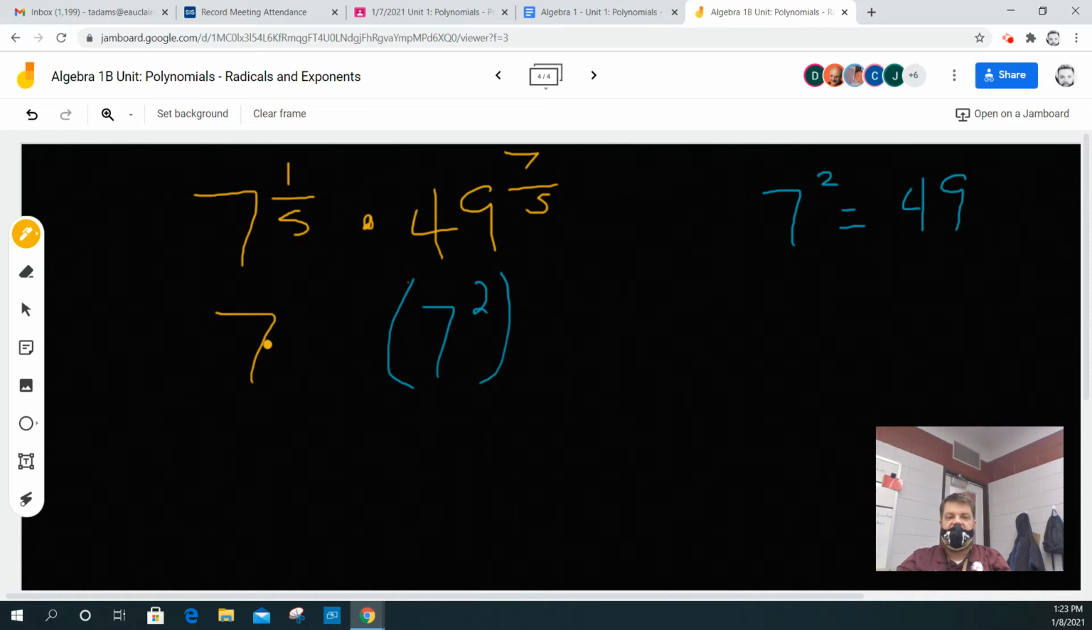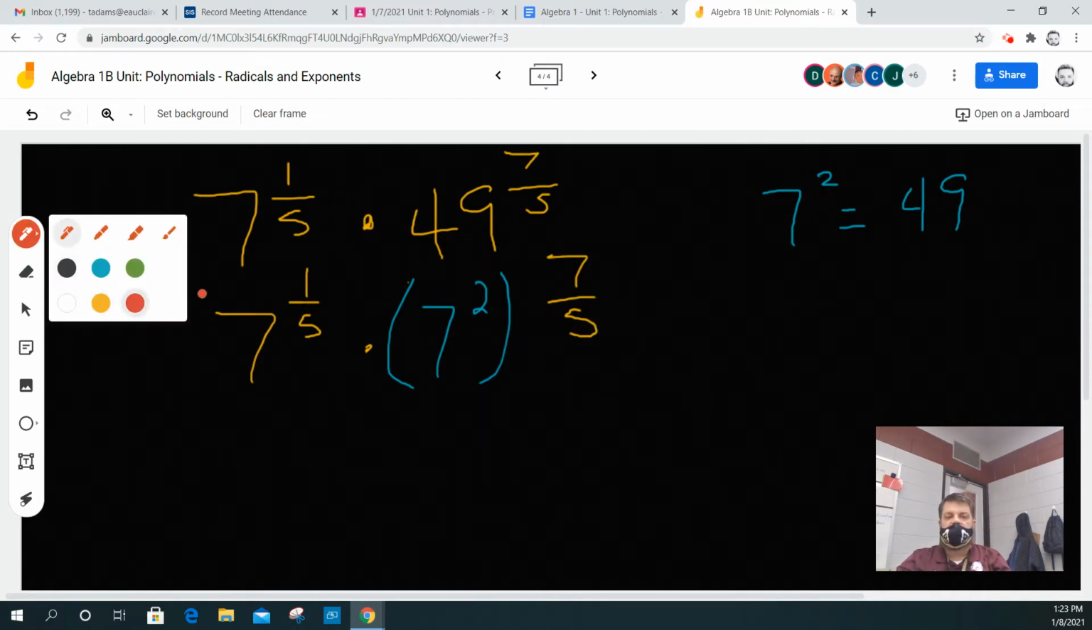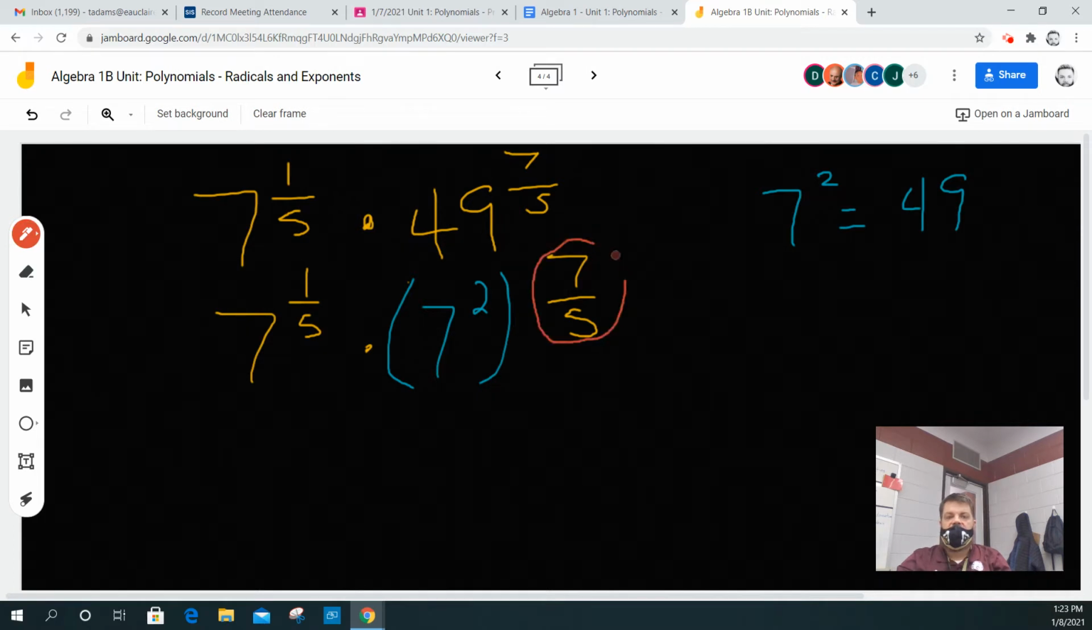But I'm going to say 7 raised to the 1/5 times 7 squared raised to the 7/5. Now what can I do? What do I need to do with this power and this power? If I'm raising a power to a power, what do I do? Do I add them or do I multiply them?